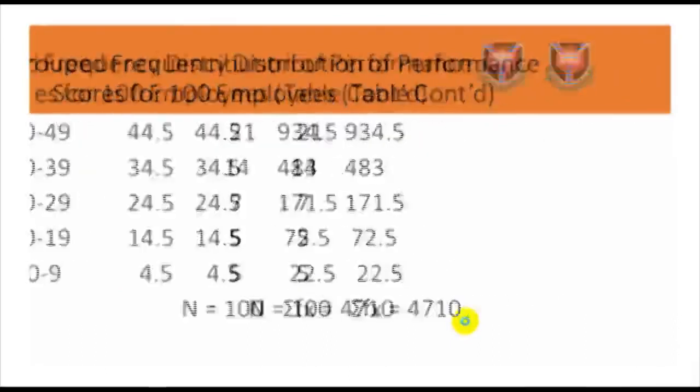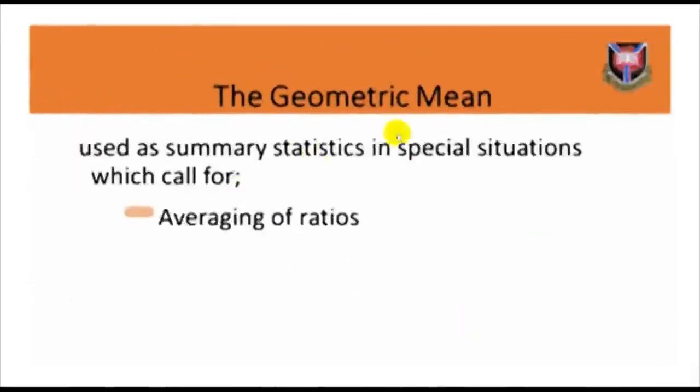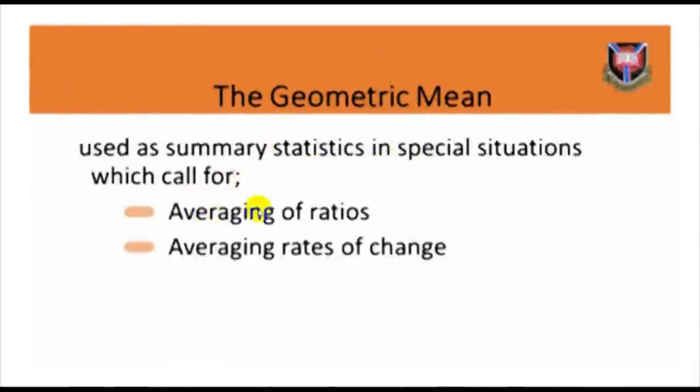The geometric mean. The geometric mean is used as summary statistics in special situations which call for averaging of ratios and averaging rate of change.